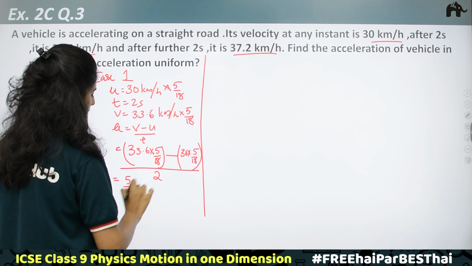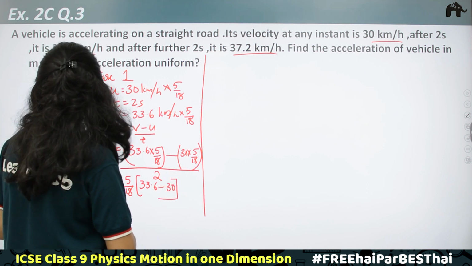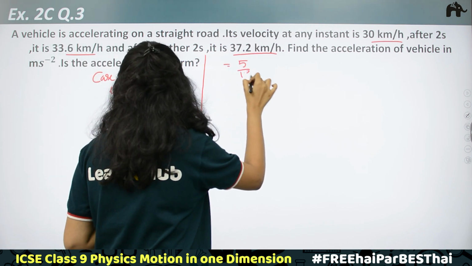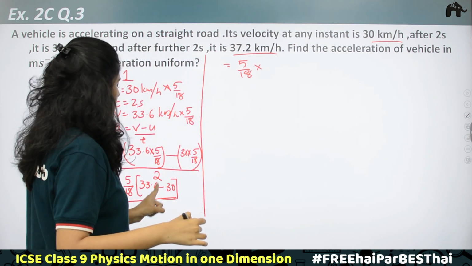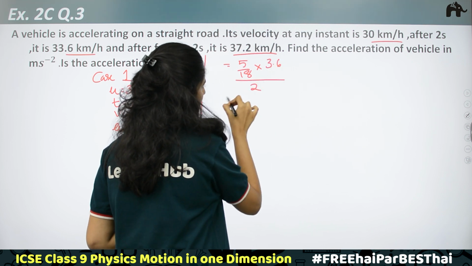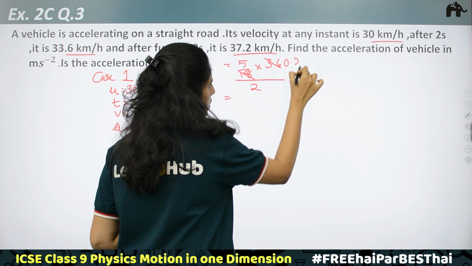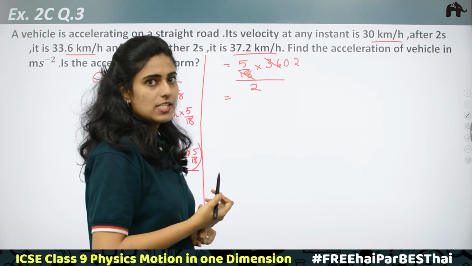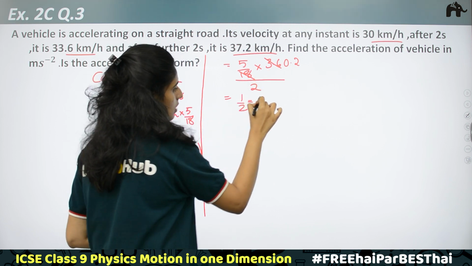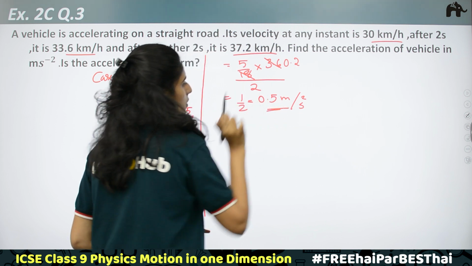So, 5 by 18 is common, taking out, 33.6 minus 30. Okay. Divided by 2, that is equal to 5 by 18 into 33.6 minus 30, you will be getting 3.6 divided by 2. That is equal to 18, 3.6, how much do we get? This is 0.2. 5 into 0.2. What is 5 into 0.2? 5 into 2 is 10. Then you have a point. So, 1 by 2, which is equal to 0.5 meter per second square. So, here we are getting 0.5 meter per second square.